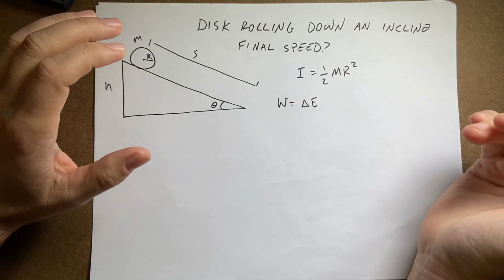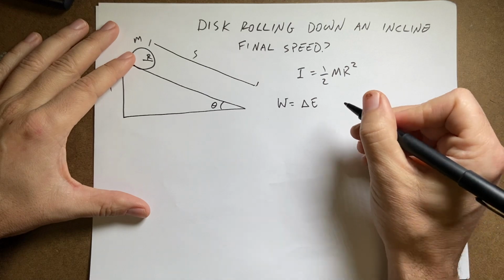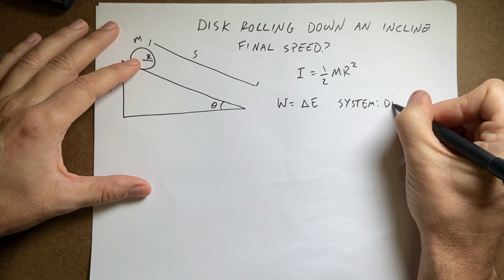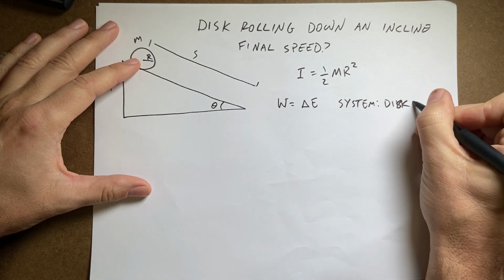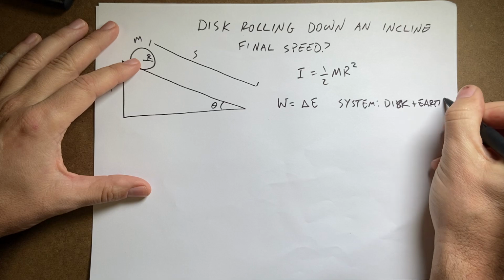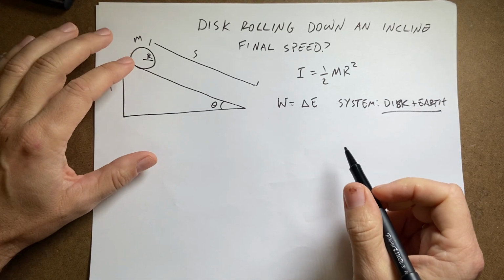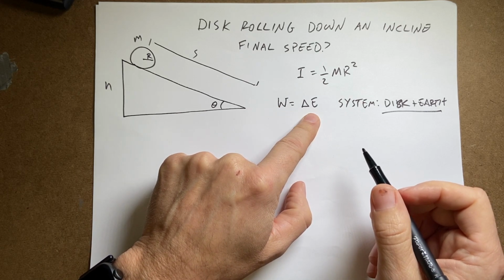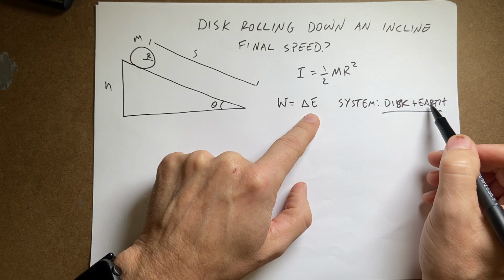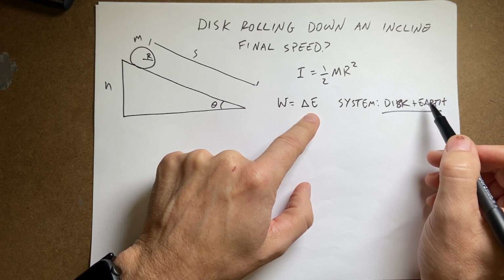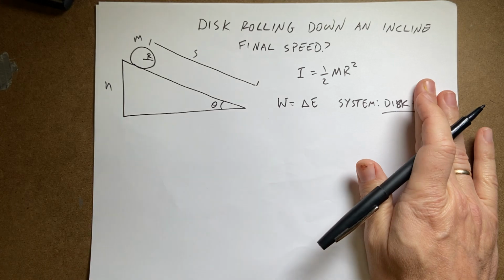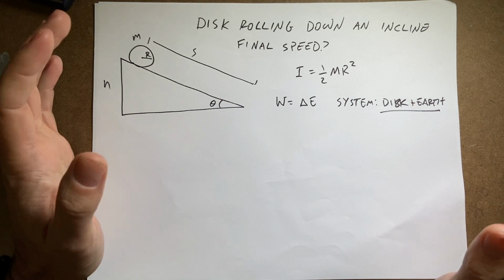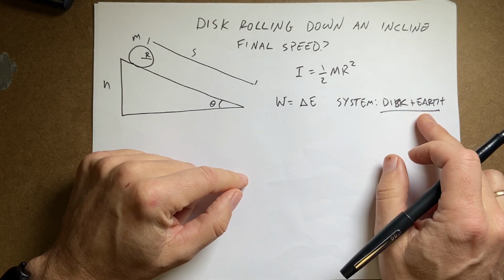Now, after I do that, I need to declare my system. So let's say the system is the disk plus the Earth. You have to do this, right? You have to say what your system is, because I need to know what work I have on the system and what the changes in energy are. If I have the disk and the Earth as my system, I can have gravitational potential energy. If I only had the disk, then there's no gravitational potential energy, but there'd be work done by gravity. So those are the kind of choices that you need to make. And in this case, I'm going to pick the disk plus the Earth.